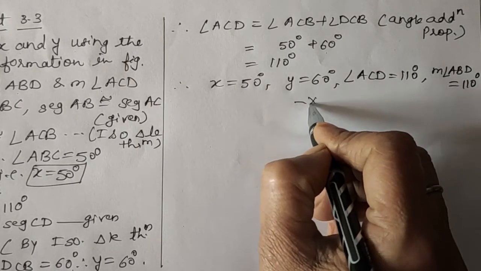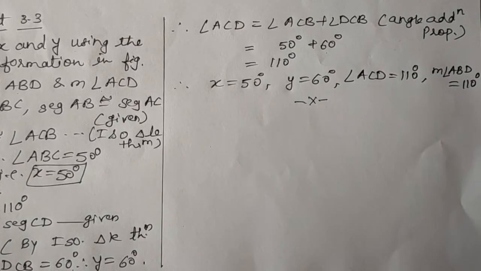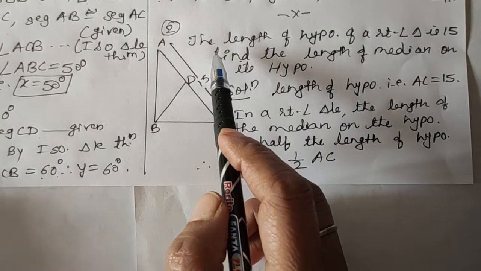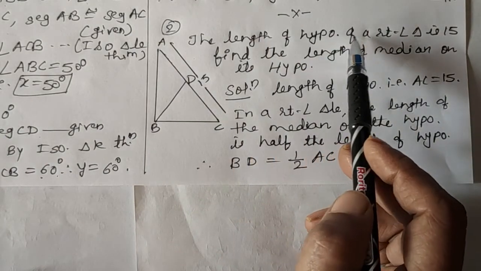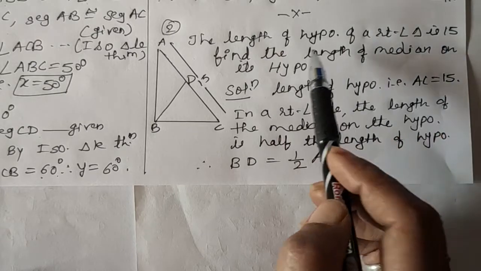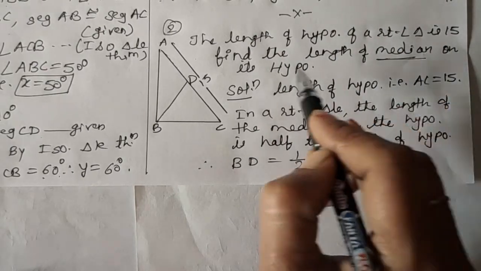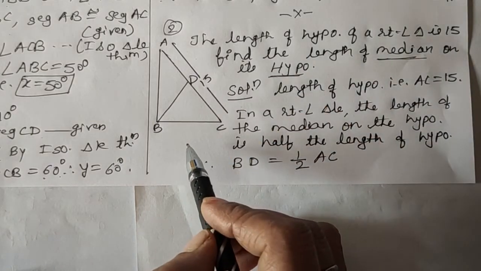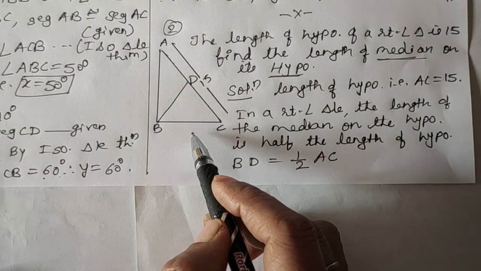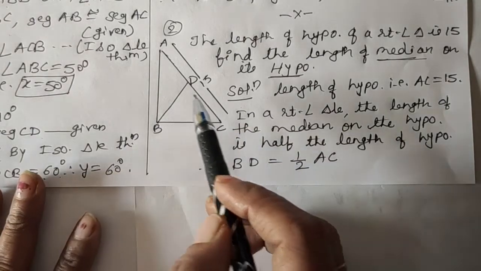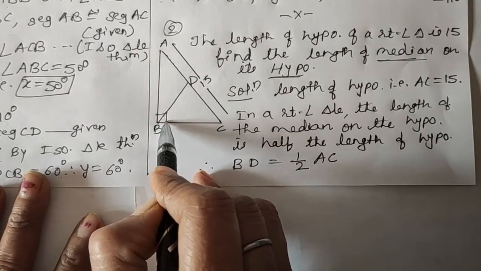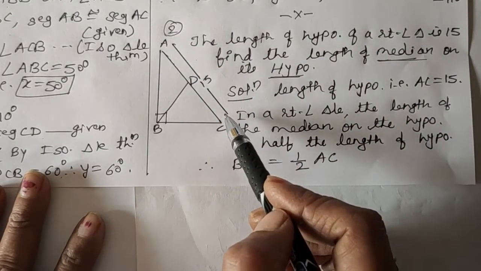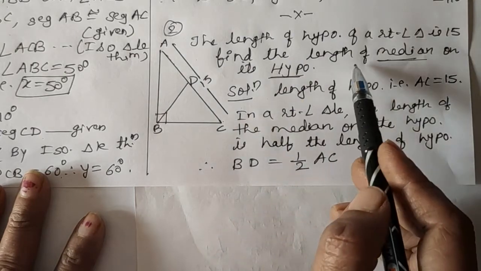Okay, so in this way we have completed our first question. Let's see the second question. Just understand the question first. The length of the hypotenuse of a right angle triangle is 15. You have to find the length of the median on the hypotenuse. So by using the given information, let's draw a figure. By the figure you can easily understand. Let's draw a right angle triangle ABC, in which the hypotenuse length is 15, as here the hypotenuse is AC, so AC is 15.